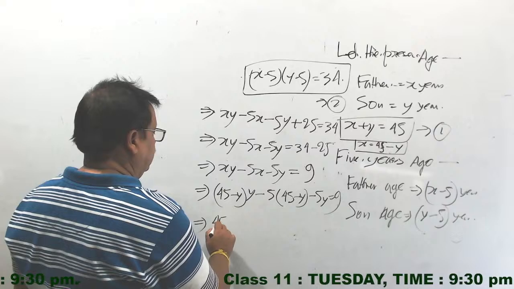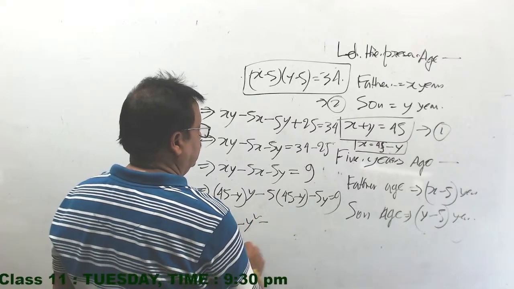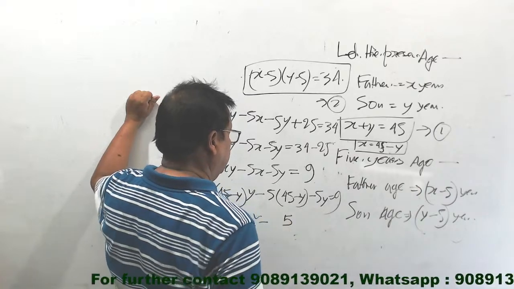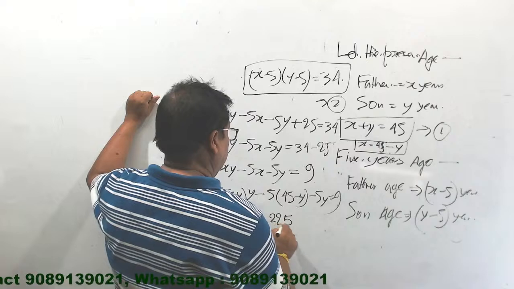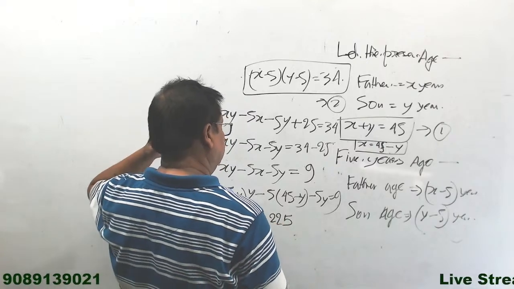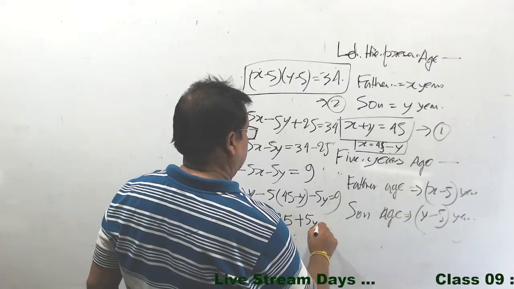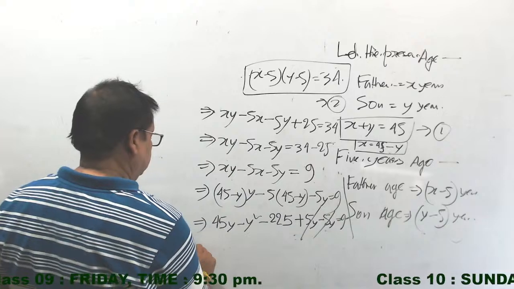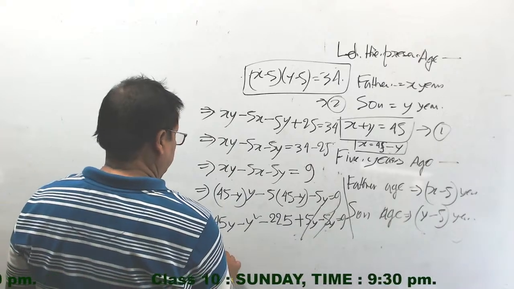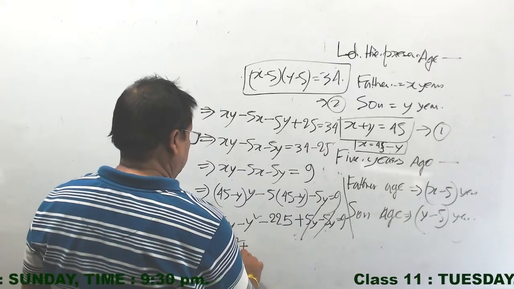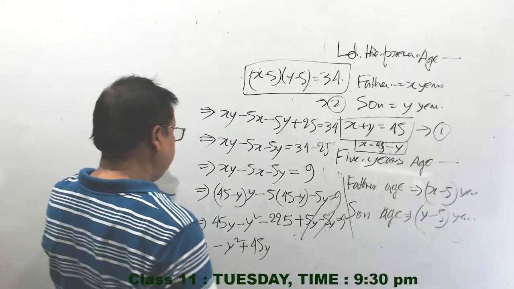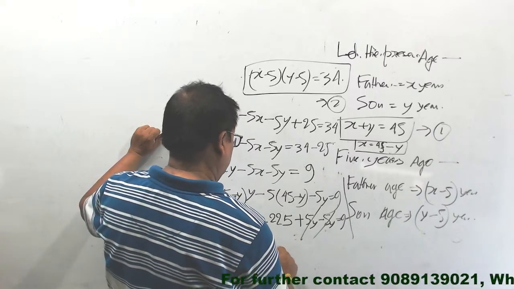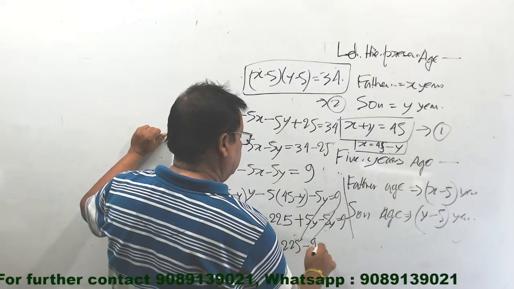Multiply by y, that is 45y minus y square, minus 5 into 45, 5 fives are 25, carry 2, that is 225, plus 5y minus 5y is equal to 9. The 5y cancels. This implies minus y square plus 45y minus 225 minus 9 is equal to 0. Understood?